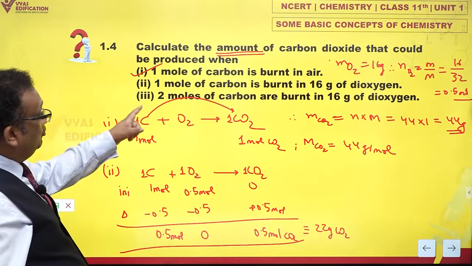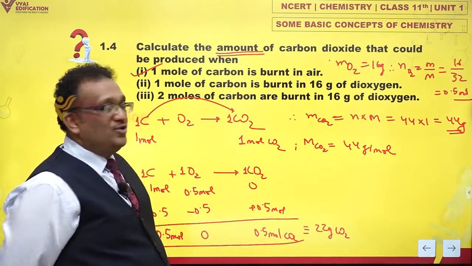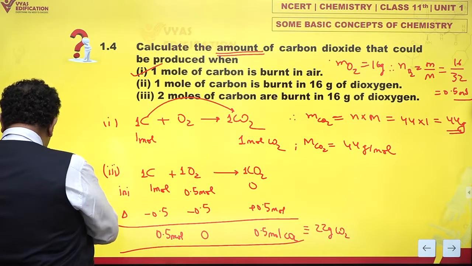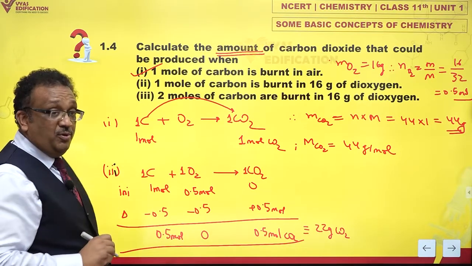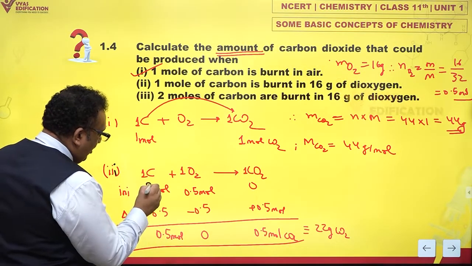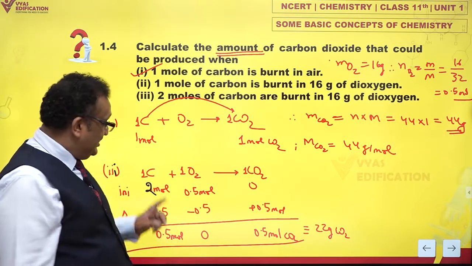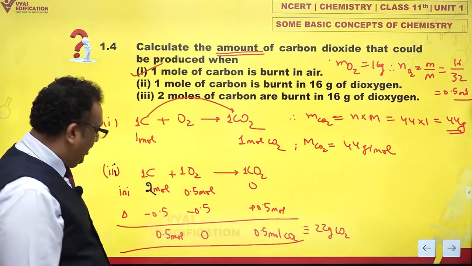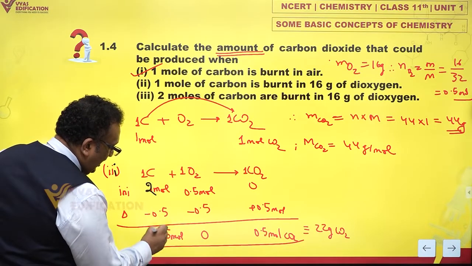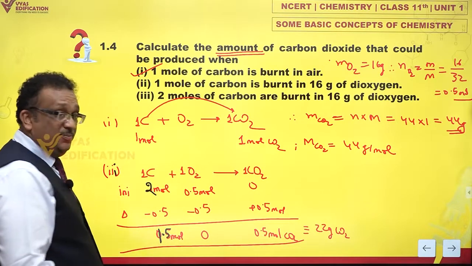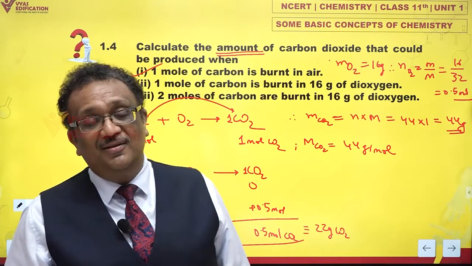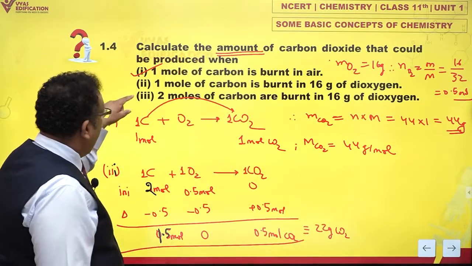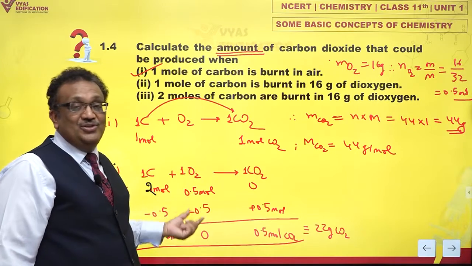Third says 2 moles of carbon are burnt in 16 grams of dioxygen. Now please understand, in the third part, I'm just changing the second part into the third part, and it has a very, very important message. If I increase the amount of carbon from 1 mole to 2 mole, please remember, carbon was already extra. We were left with a certain amount of carbon. Now, instead of 0.5 mole, I would be left with 1.5 moles of carbon because it is the excess reagent, which is more. The lesser reagent is called limiting reagent, and in both 2 and 3, the limiting reagent is dioxygen.